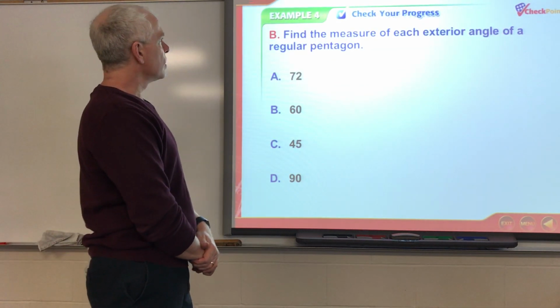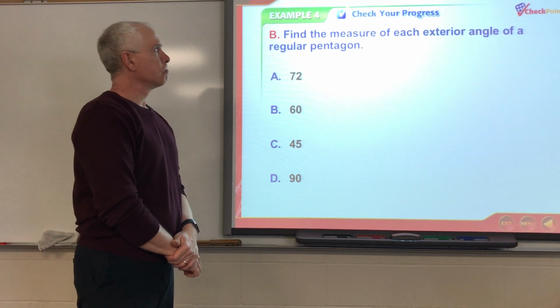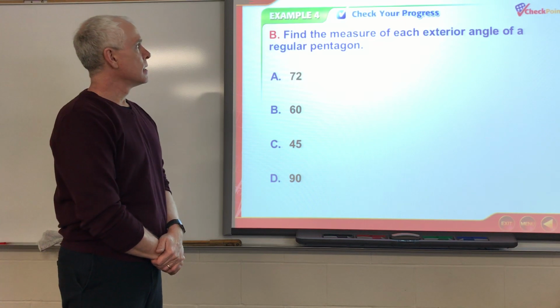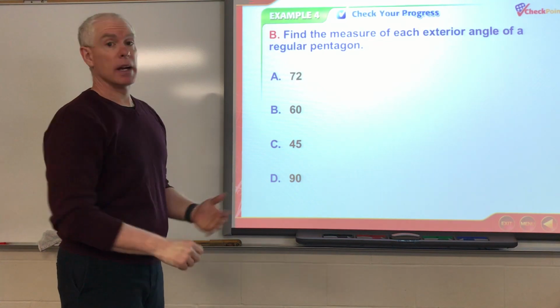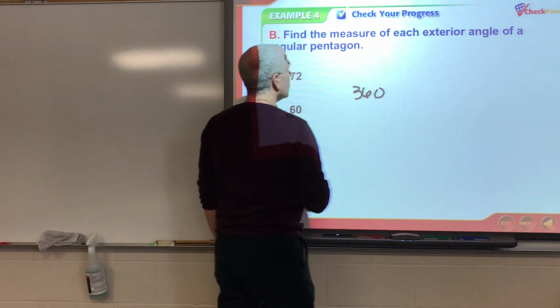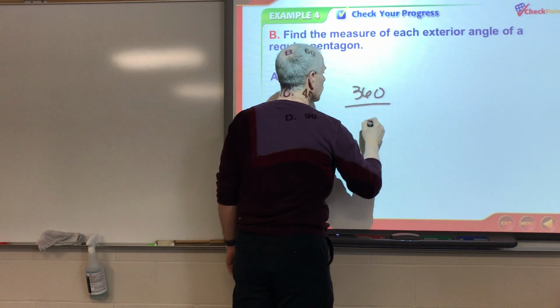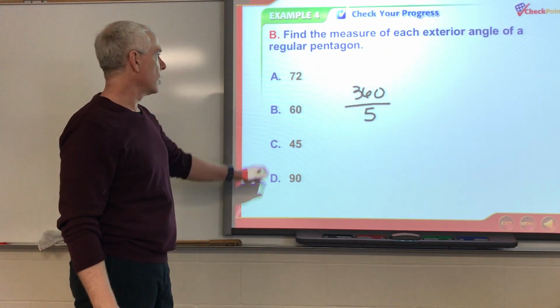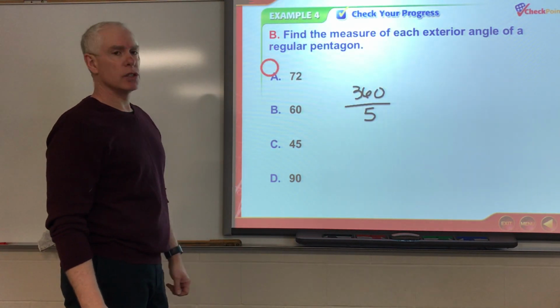Find the measure of each exterior angle of a regular pentagon. Pause your video, give this a shot. Okay, the exterior angles add up to 360 degrees. A pentagon has 5 sides, so if I divide that by 5, I'm going to determine the measure of each exterior angle. And I should get 72 when I do that.